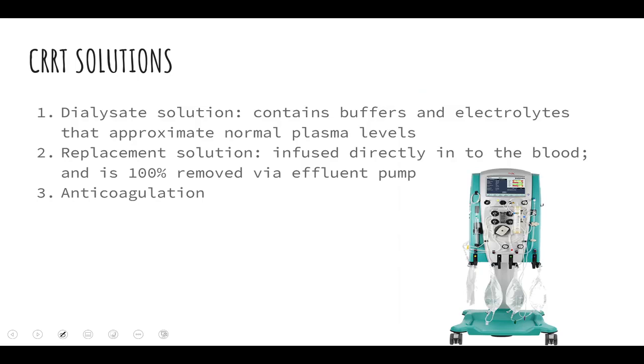All right, let's take a look at some of the solutions we use in the CRRT machine. So we have the dialysate solution. We talked about that. The dialysate solution contains the electrolytes and the buffers, and by the end of the CRRT, our goal is to match the plasma levels to the dialysate solution. And then we have the replacement solution. Again, we talked about this. This is a solution that gets infused before and after the blood passes through the filter.